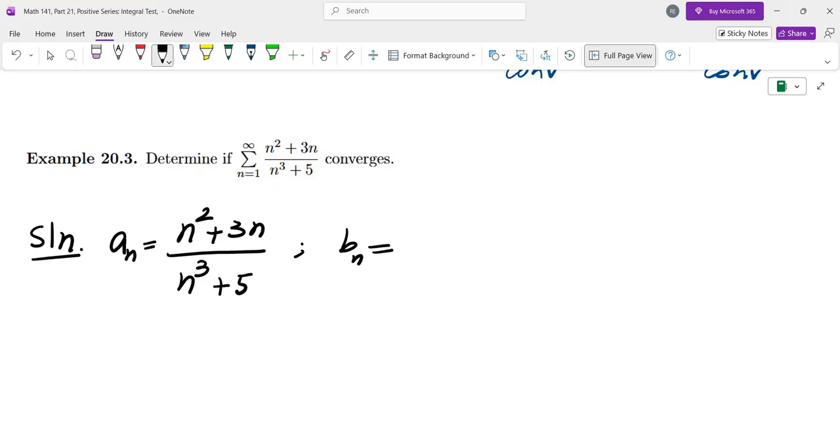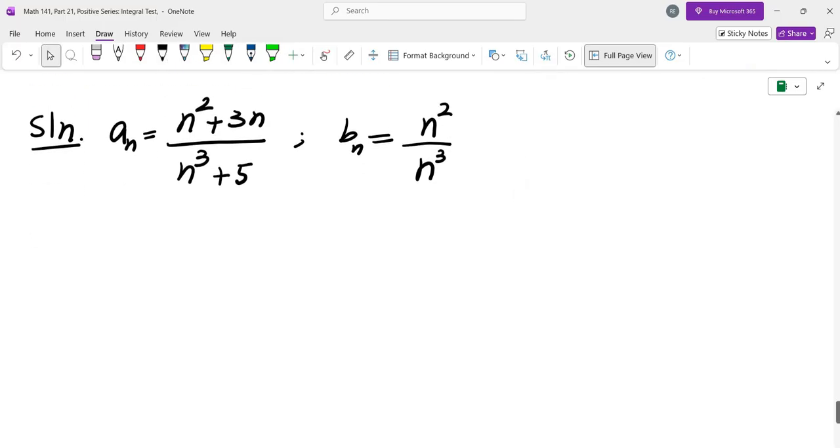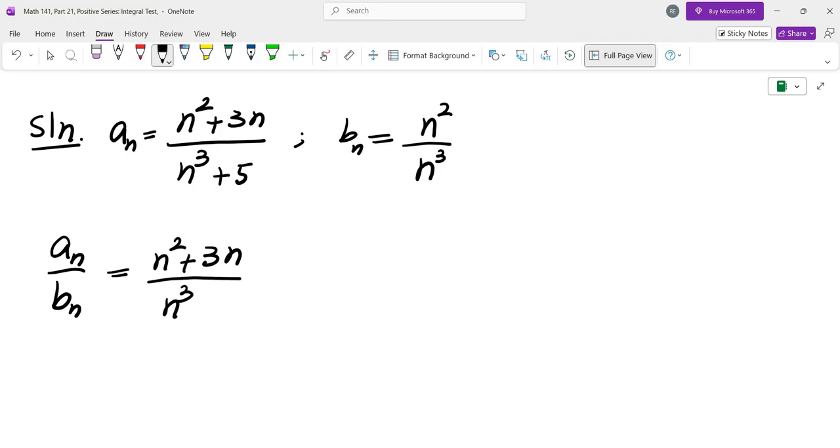What's the dominant term on top? Well, that is n squared. What is the dominant term at the bottom? That's n cubed. So when n is very large, these two sequences are almost the exact same thing. So we're going to take the ratio of these two, an over bn. So that is n squared plus 3n over n cubed plus 5, multiplied by the reciprocal of bn, which is n cubed over n squared. Now, we want to find the limit of this one.